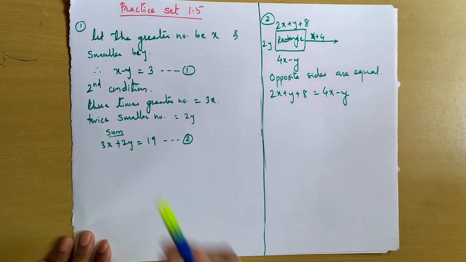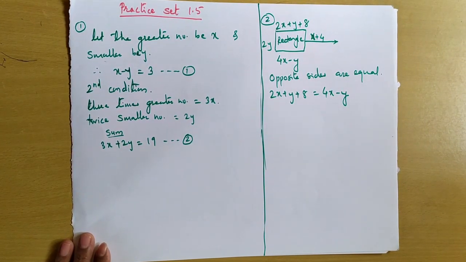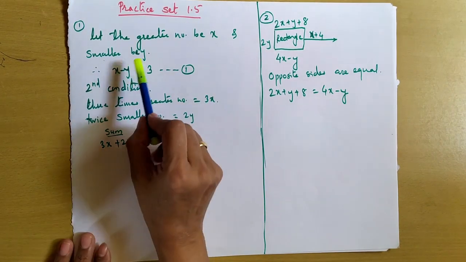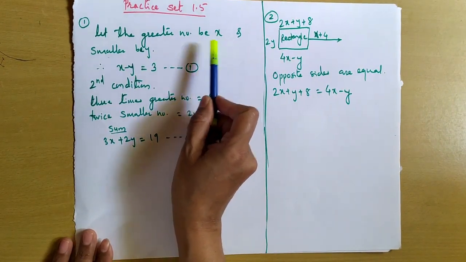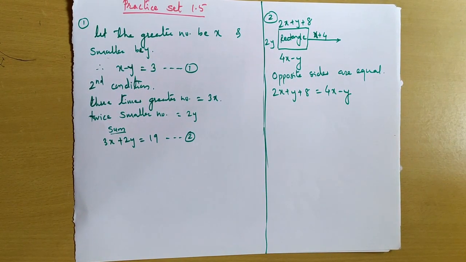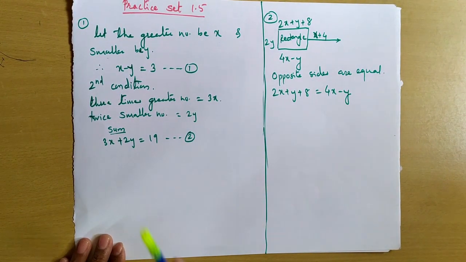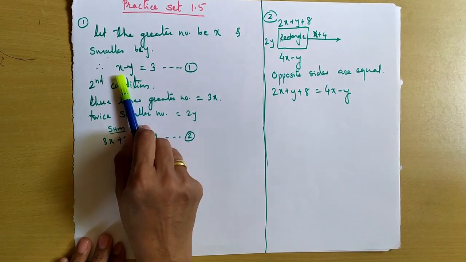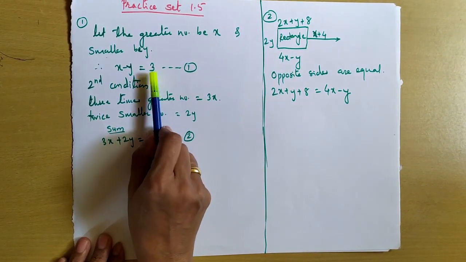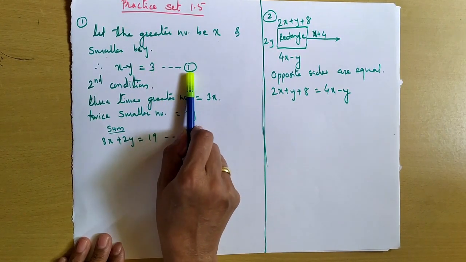First one is two numbers differ by 3, means their difference is 3. So let us consider the greater number as x and the smaller number as y. Therefore, as they differ by 3, according to the first condition, we'll get the equation x minus y is equal to 3. Let this be equation 1.